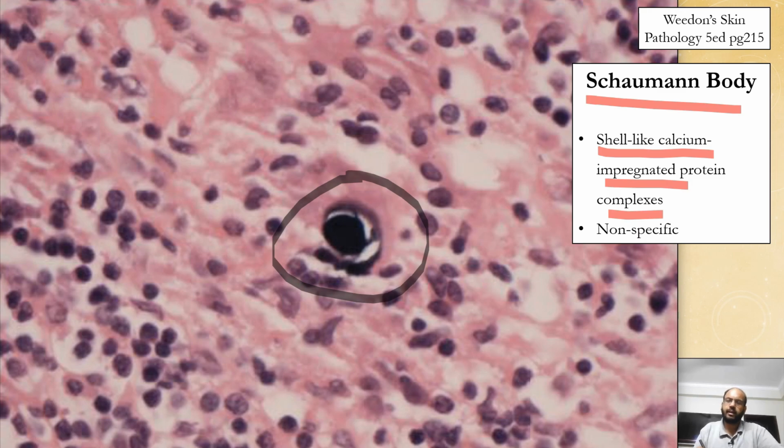It's very non-specific. Asteroid body is also a very non-specific finding. It's seen in other disorders like nocardiosis and different kinds of other disorders. But if you are able to find these kinds of structures along with naked granulomas, along with Langerhans giant cell, think of sarcoidosis.